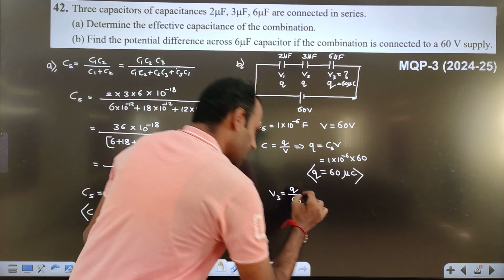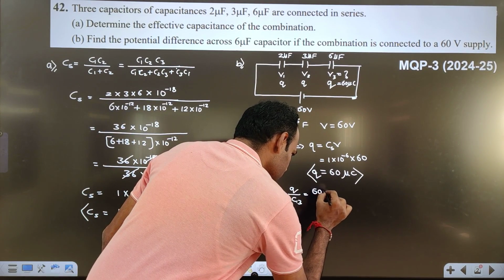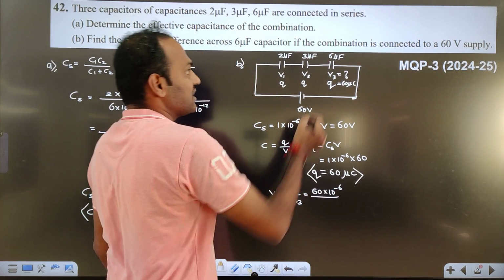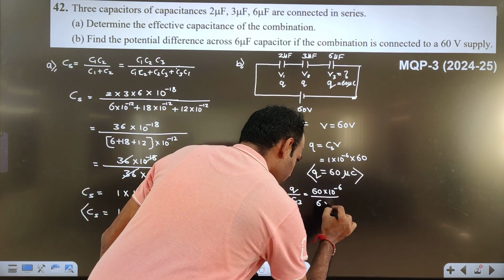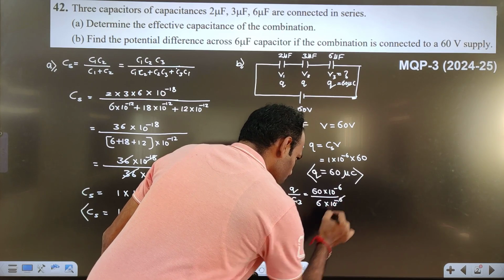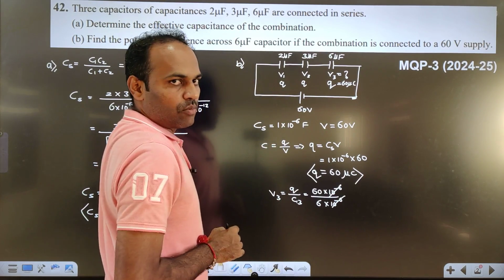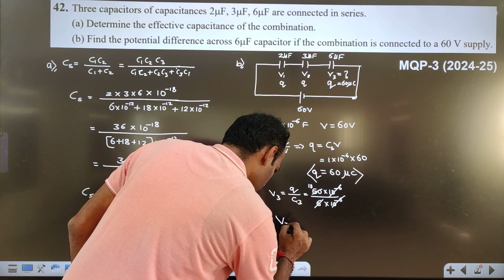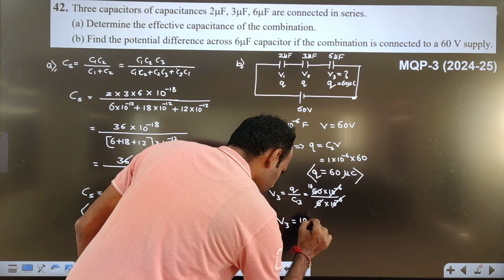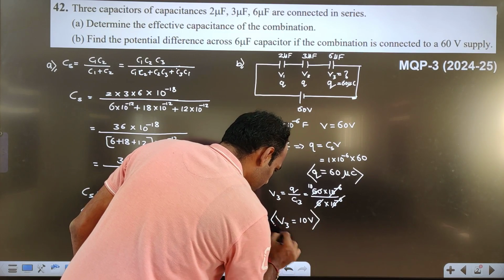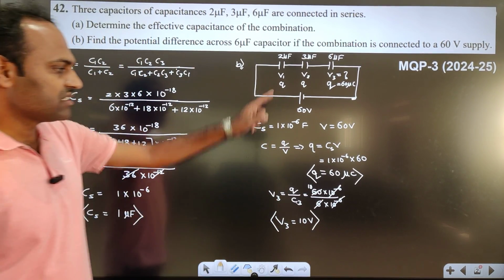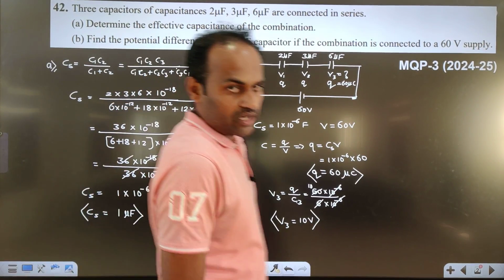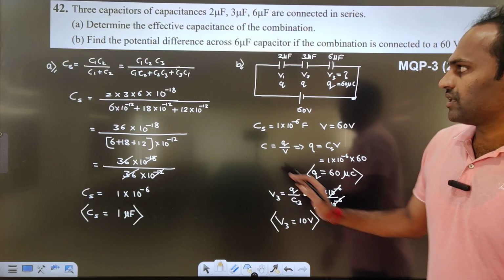How much is Q? Q is 60 microcoulomb, 60 into 10 to the power minus 6. How much is C3? C3 is 6 microfarad. So 10 to the power minus 6, 10 to the power minus 6 will get cancelled. 6 tens are 60. So how much is the voltage across third capacitor? It is 10 volt. So voltage across 6 microfarad capacitor is 10 volt. Right? This is how we have to calculate the voltage. Correct? Okay, that's all about the first question.